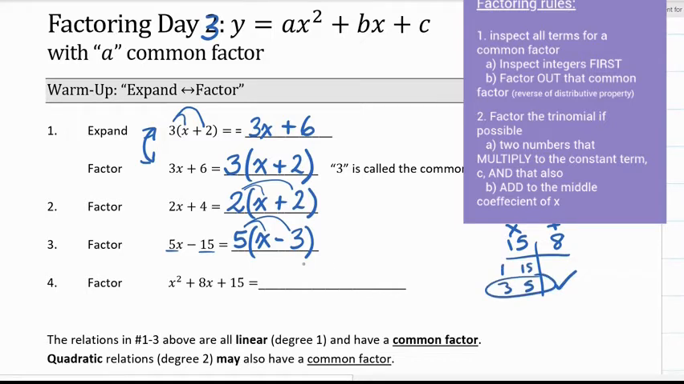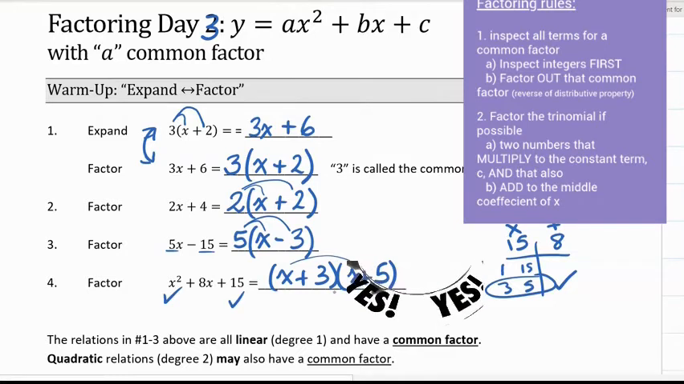So I take those two digits, I set up my binomial brackets. I start with an x in each of them, because when I multiply those together, I get my x squared. Then I simply place these numbers in any order. It can be plus 3 plus 5 or plus 5 plus 3. And knowing that those two multiply together will give me my last number, and when I add them together, 3x plus 5x will give me 8x in the middle.